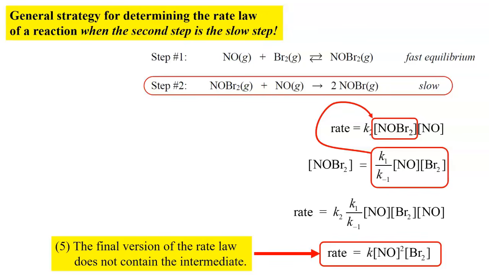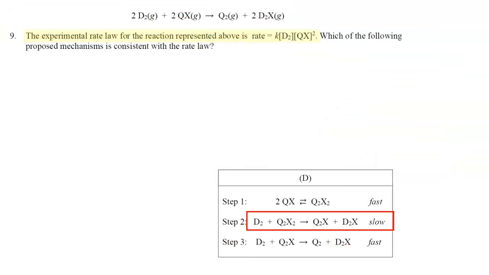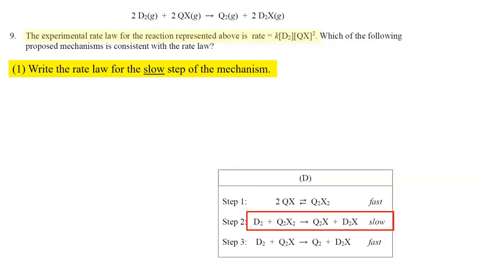Now that I've walked you through the general strategy for determining the rate law in this type of situation, let's go back to that mechanism in choice D and use that same procedure. So step 1 in this mechanism is a fast equilibrium, and step 2 is the slow rate determining step. So we'll start by writing the rate law for that slow step, step 2, and I see one particle of D2 and one particle of Q2X2. So this rate law shows it's first order with respect to D2 and first order with respect to Q2X2.